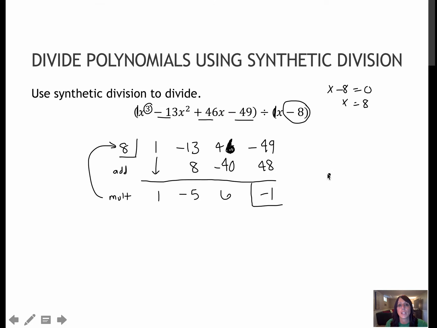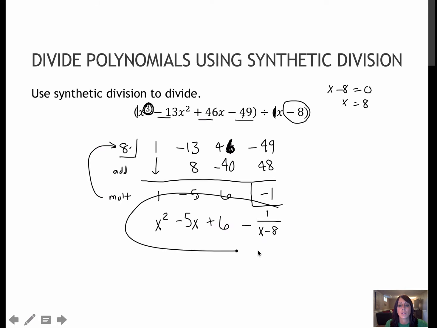Now it seems that we didn't actually do anything, but what we did is we did some division. To find my answer, I take whatever this degree is and I decrease it by 1. So this is the coefficient for x squared, so it's 1x squared. This is the coefficient for x, which is 1 less than that, so minus 5x. This is the coefficient for the constant, so plus 6, and whatever's in the box is my remainder. So minus 1 over x minus 8.